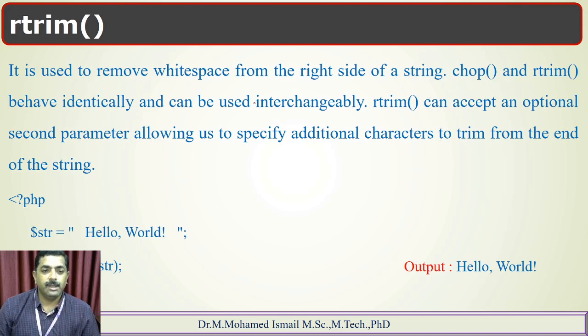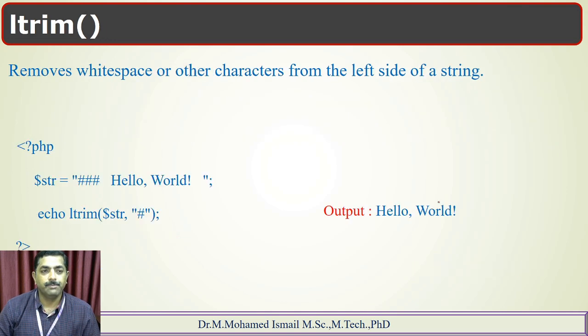The same job will be done using rtrim. It is used to remove the white spaces from the right side of the string. Chop and rtrim can be used interchangeably. Rtrim can also accept an optional second parameter, that means white space plus some other special characters if you want to remove them. I can mention it here with rtrim, str, and the special character that I want to remove. Here only white spaces are there, so I am using the rtrim function and removed them. That's the output of the rtrim function.